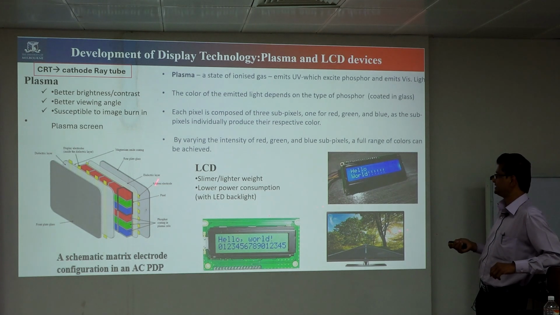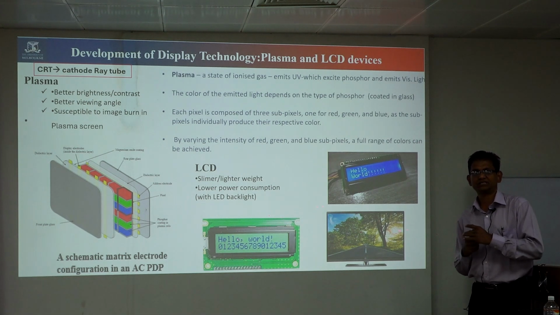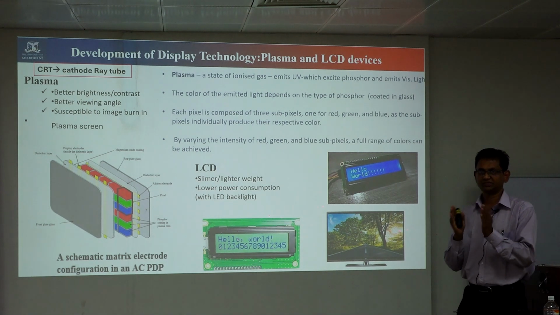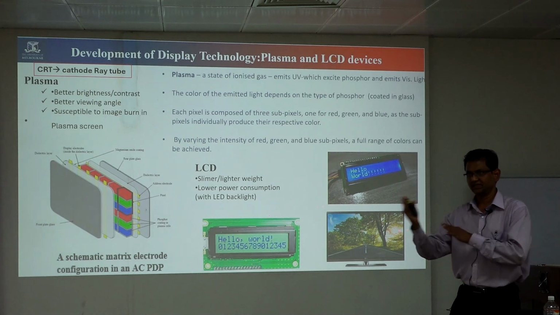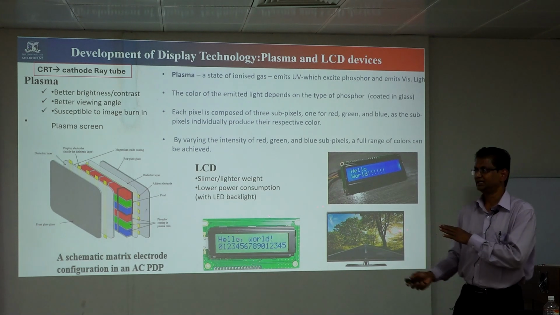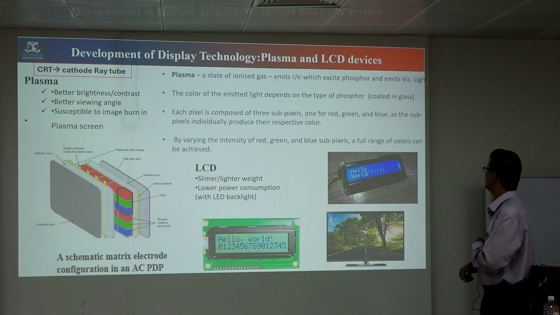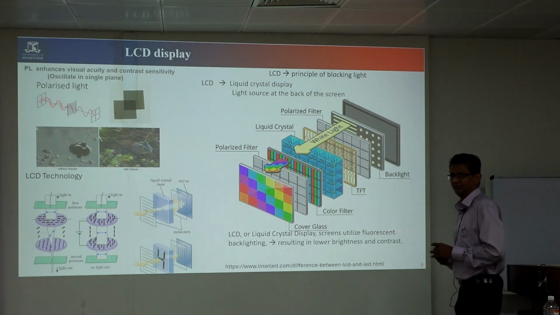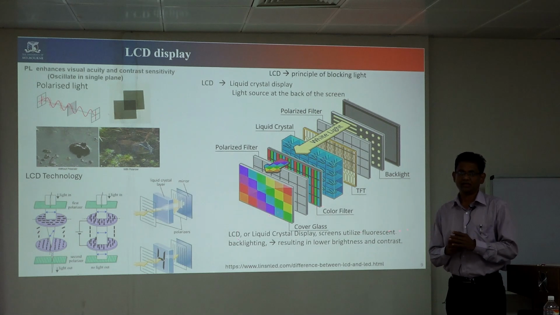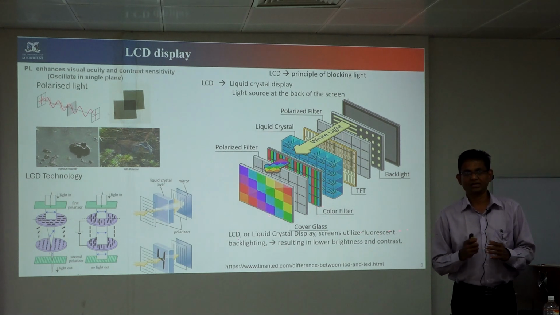Next is LCD. LCD works on the principle of the liquid crystal display. When you apply an electric field, the orientation of the liquid crystal changes. So it is basically working on the principle of blocking light, and here we heard about polarized light.